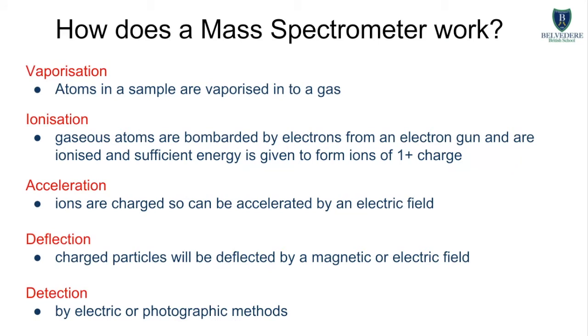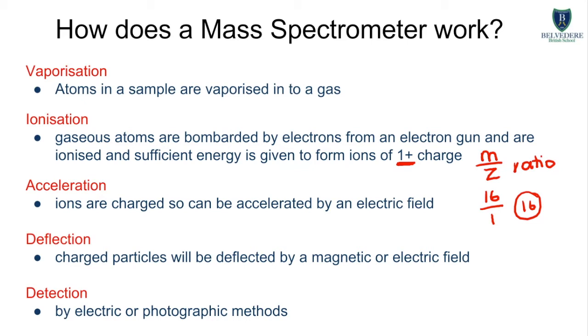So the five steps that we use for a mass spectrometer is we vaporize the sample into a gas, we ionize them, and the charge that we get is typically a 1+ charge. We are looking for the ions to become 1+, so that their mass to charge ratio is simply going to be their mass. So if you have a mass of, let's say, 16 and the charge is 1, my mass to charge ratio is going to be 16, telling me that that isotope has a mass of 16. And we'll look at what happens if it has a 2+ charge later.